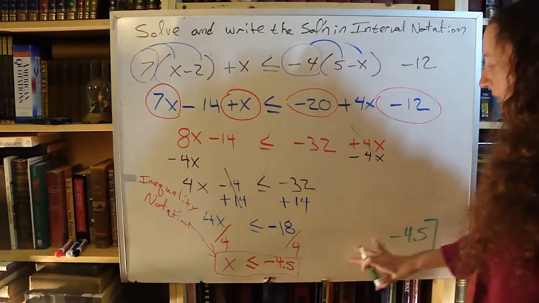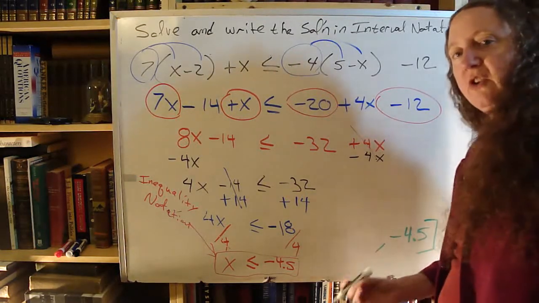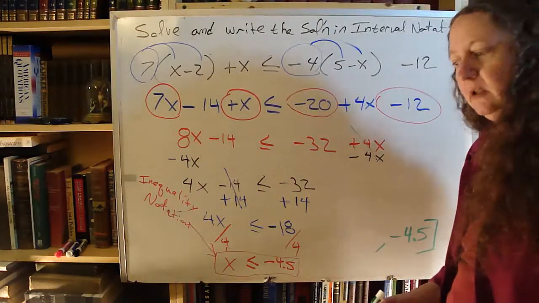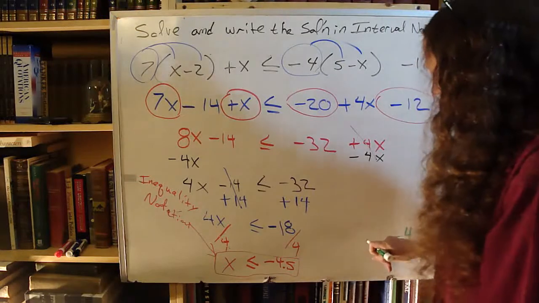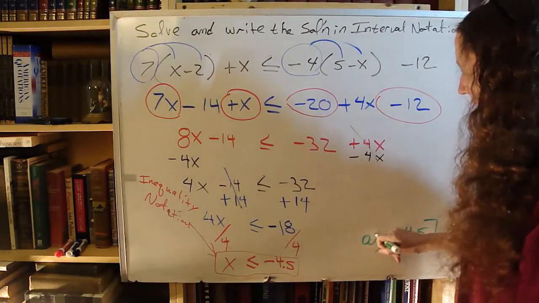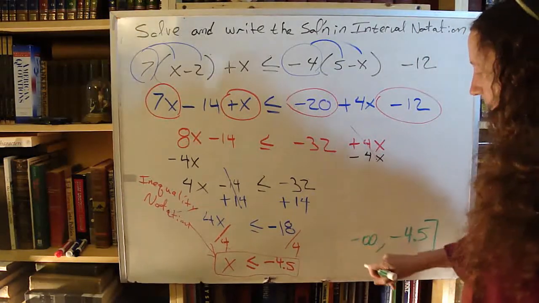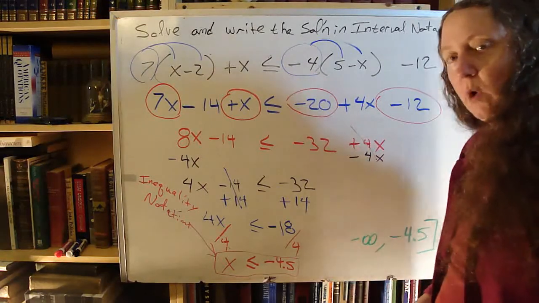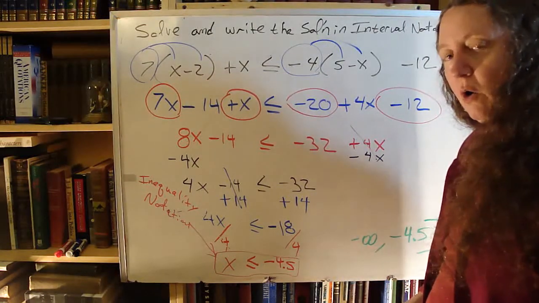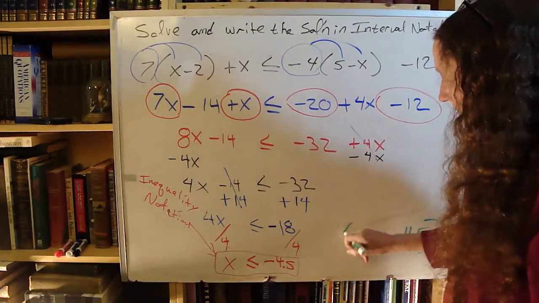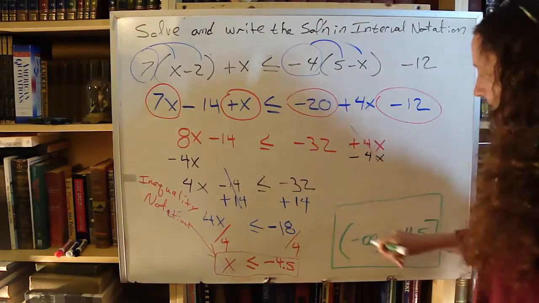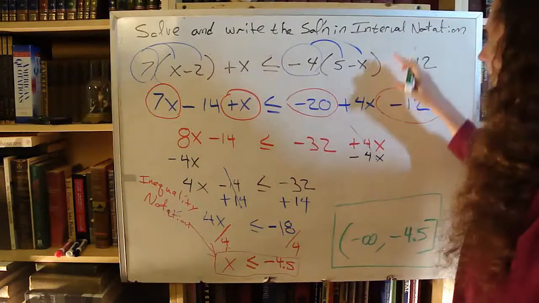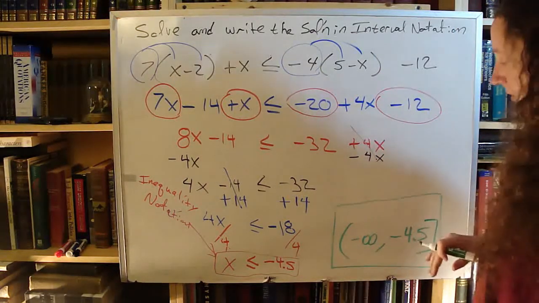What do I put in this space over here? What is the smallest thing that x is allowed to be? It can keep going and going and going all the way to negative infinity. There is no limit on what it can be. Infinity, whether it's positive or negative, always gets the parentheses. Now I have my answer in interval notation.